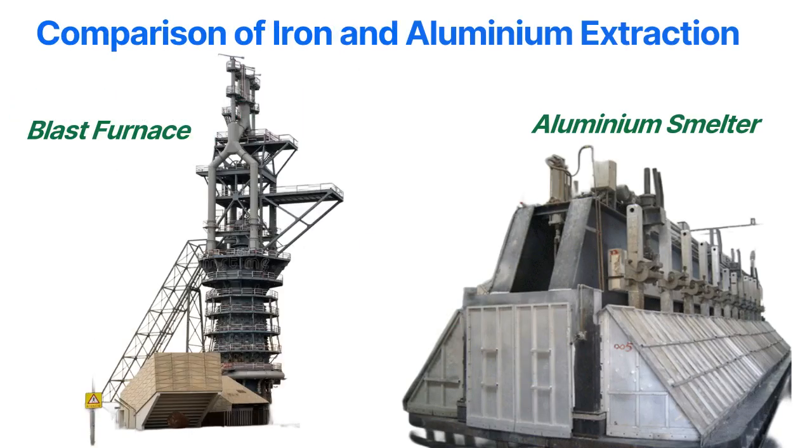The extraction of iron and aluminium shows a clear contrast. Iron can be extracted relatively cheaply using coke as a reducing agent in a blast furnace. Aluminium requires electrolysis, which needs a huge amount of electricity and frequent replacement of anodes. This is why aluminium is more expensive than iron, even though aluminium is more abundant in the Earth's crust.